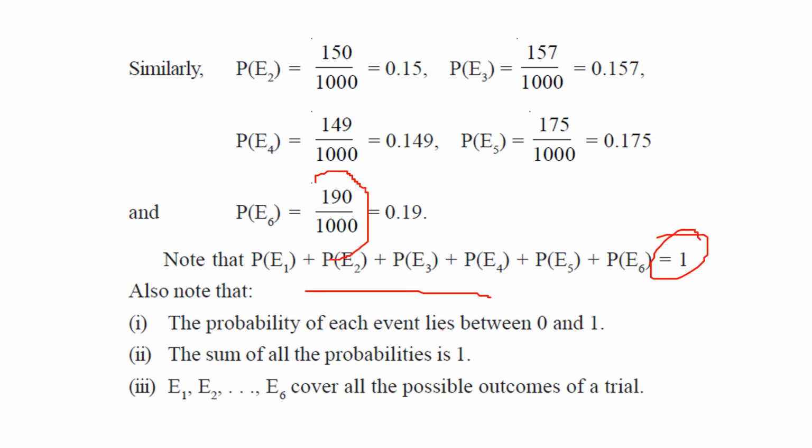So the probability of each event will lie between 0 and 1. If you are getting below 0 or above 1, that means there is some error we need to rectify. Then the sum of the probabilities of all the possible events for an experiment must add up to 1. E1 to E6 cover all the possible outcomes of a trial.